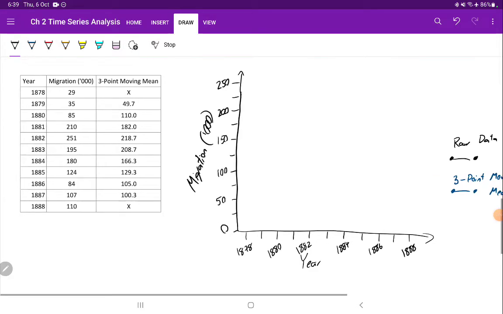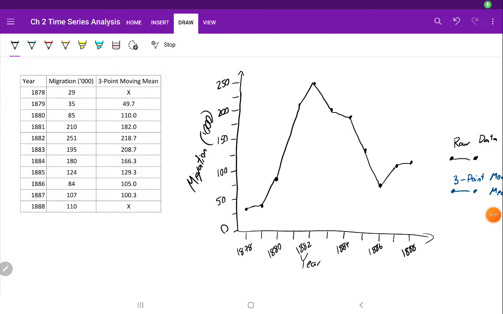So we've got 1878, 29, then 35, then 85, and now I'll just finish doing all of the points. Alrighty, so it does take a bit of time to plot, but it's really important that you do take it nice and slow. Now notice what I'm about to start doing is plotting my 3-point moving mean, my smoothed data.